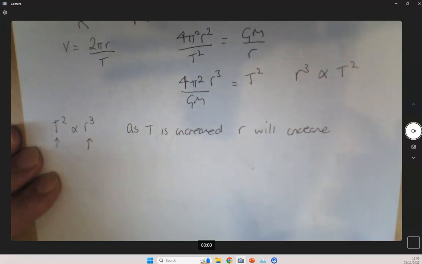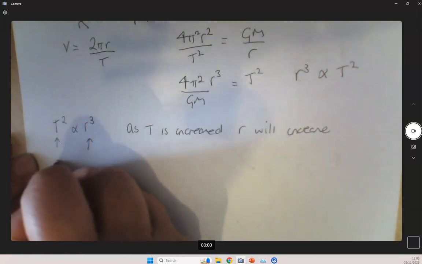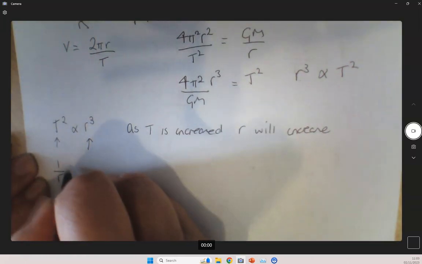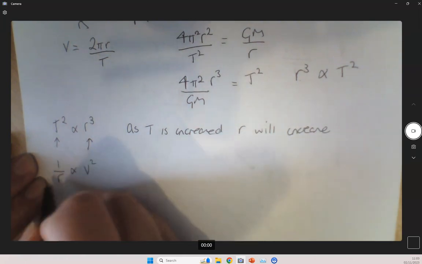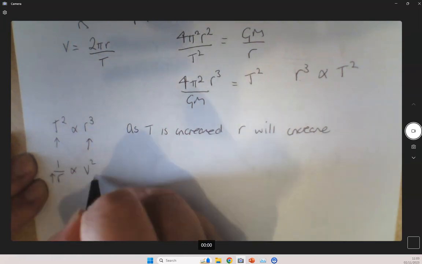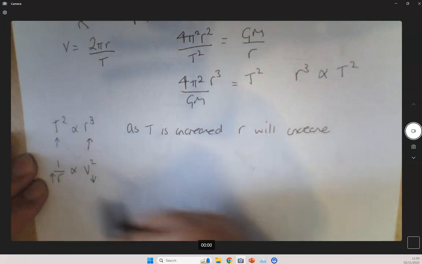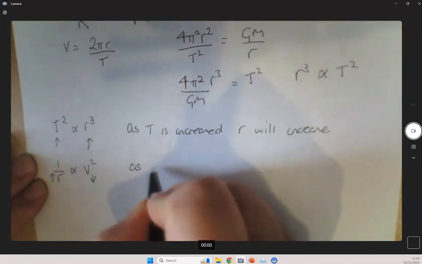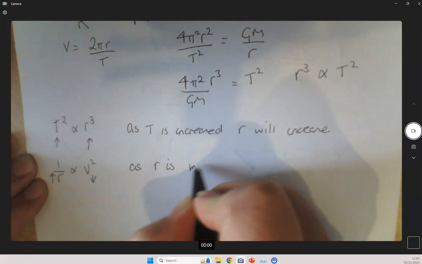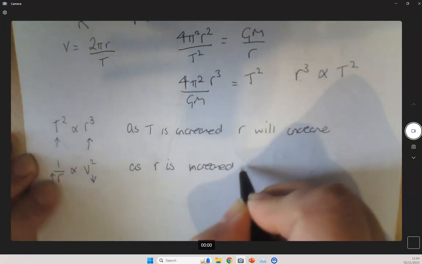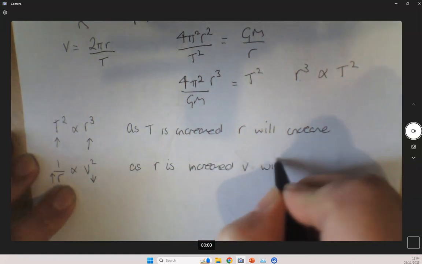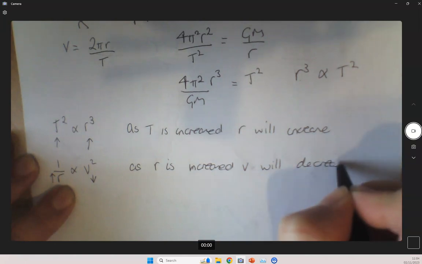Now the second thing I can say from the other equation is that 1 upon r is proportional to v squared. So as r is increased, v will actually decrease. So as r is increased, v, the speed, will decrease.